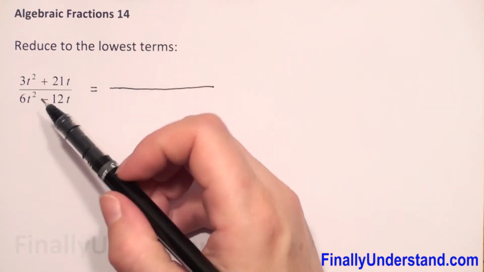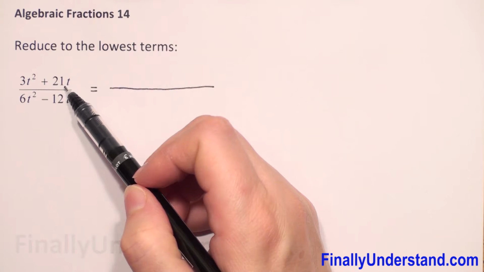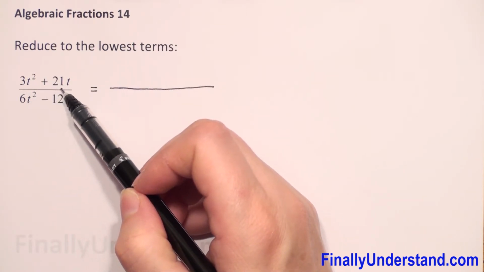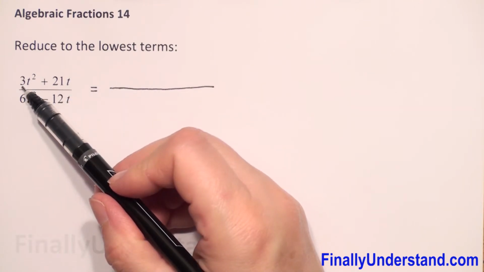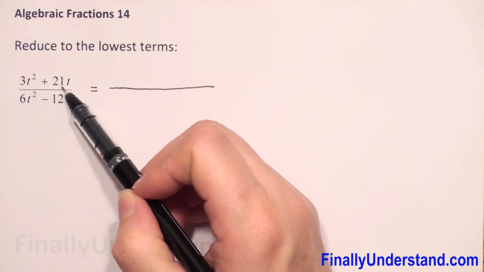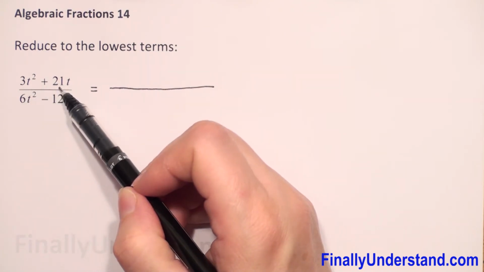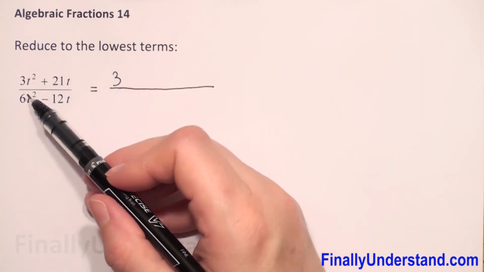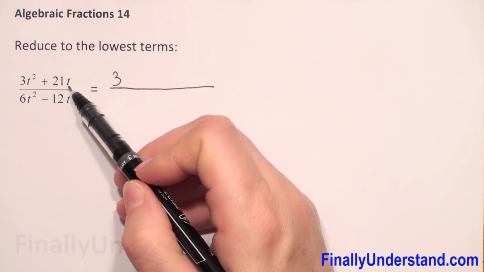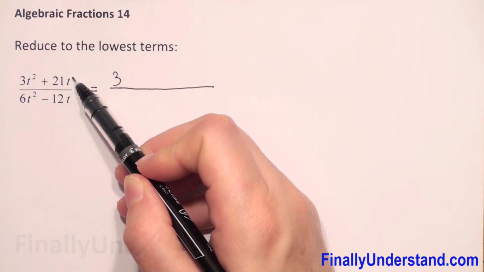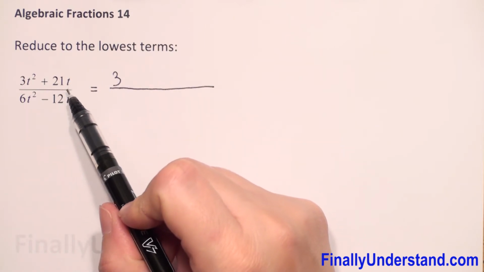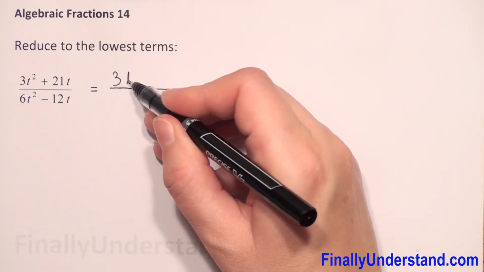We have to check these two expressions. We have here 3t squared and 21t. So first we check the numbers. We have two coefficients, 3 and 21. The greatest common factor for 3 and 21 is 3. And next we have the variable t squared and t. If we don't have a power, it is t to the first power. We always choose the expression with the lowest power, so it will be t.